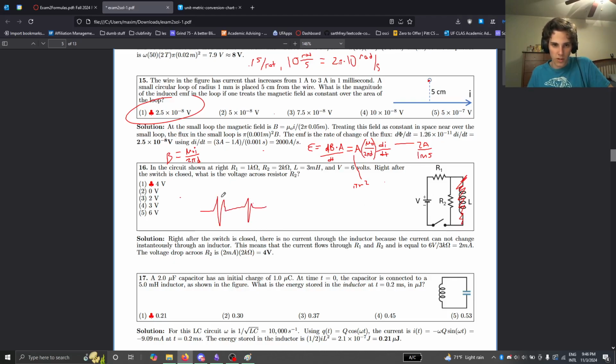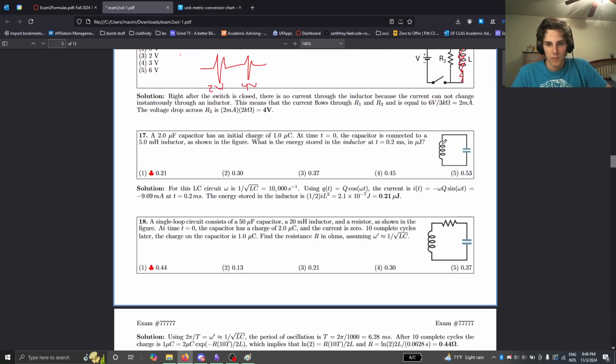We just have R1 and R2. R1 is 1 kilo ohm, R2 is 2 kilo ohms. This is a red herring. And V equals 6 volts. Basically, you just divide proportionally. So this ends up being 4. This gets 2 volts. This gets 6. Woohoo.